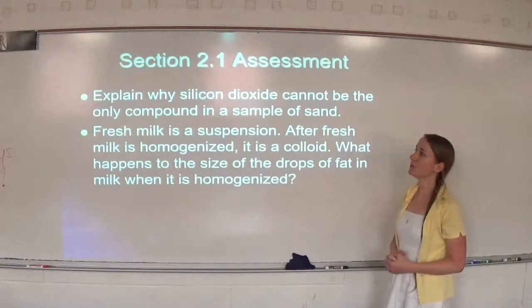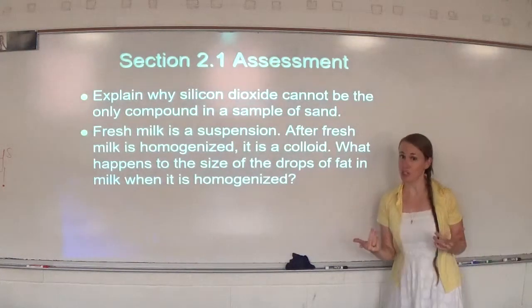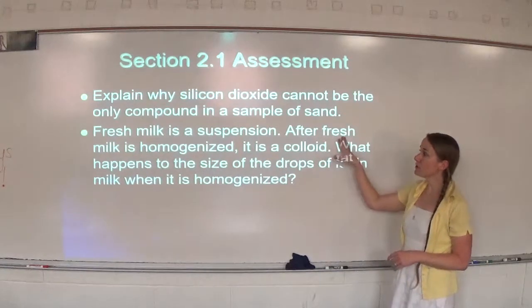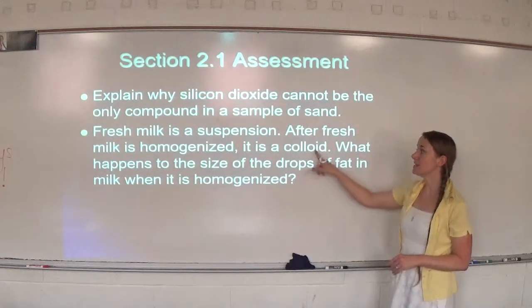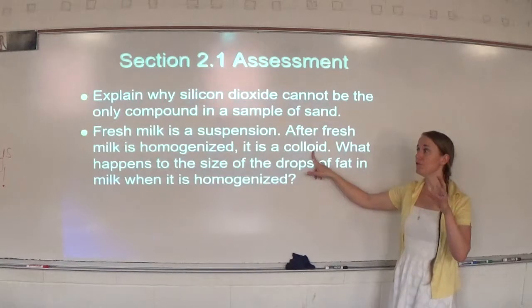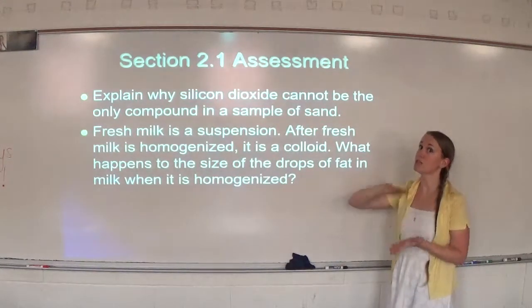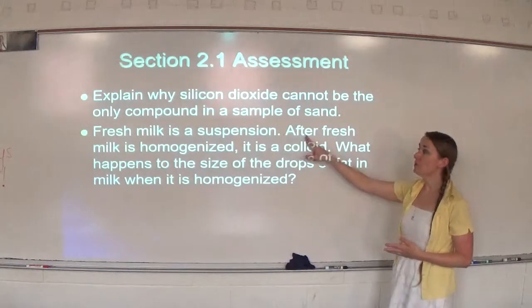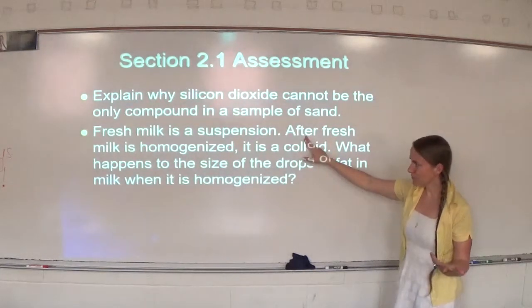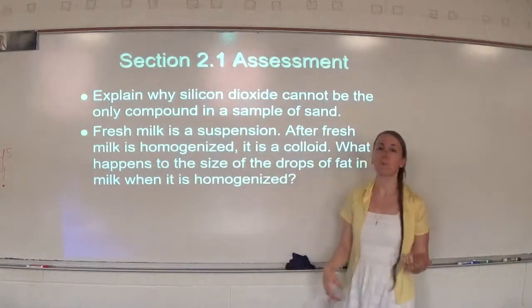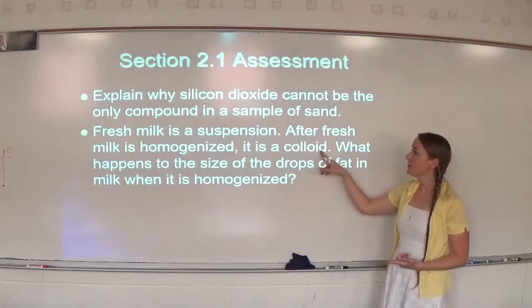All right, and then last one. Fresh milk is a suspension. After fresh milk is homogenized, it is a colloid. So when you first get milk out of the cow, it is a suspension, which means it's going to separate over time. However, when we buy it at the store, it doesn't separate. That's because when we buy it at the store, it's been homogenized. And so now it is a colloid.